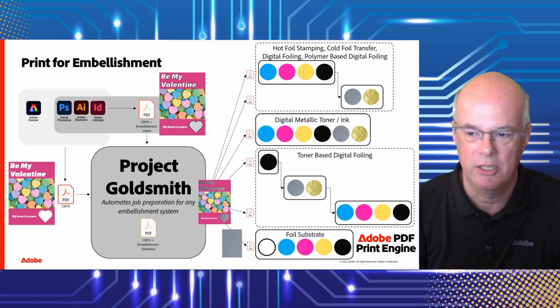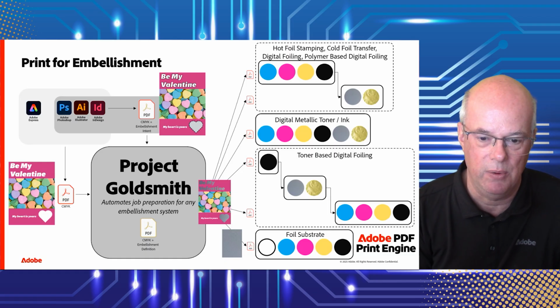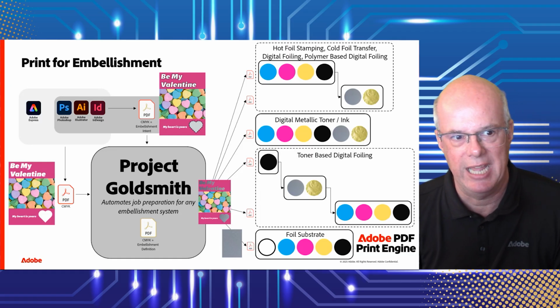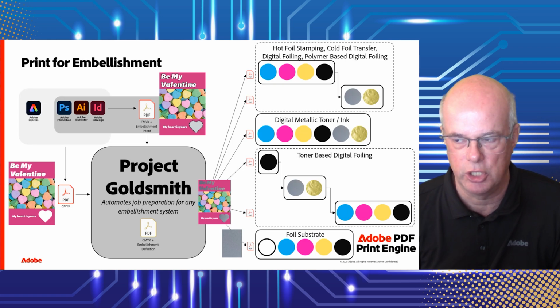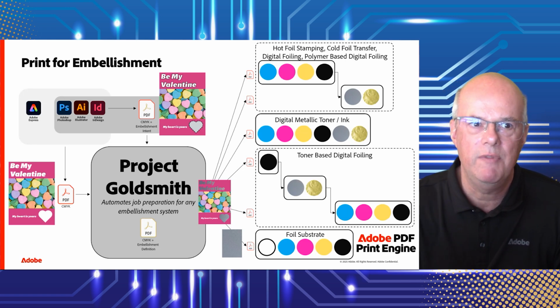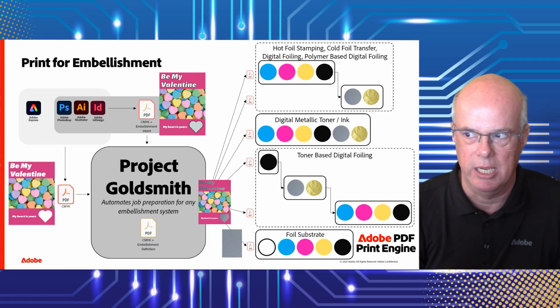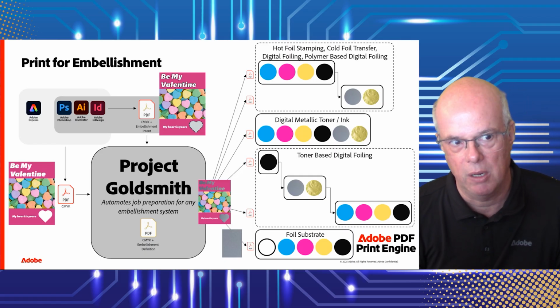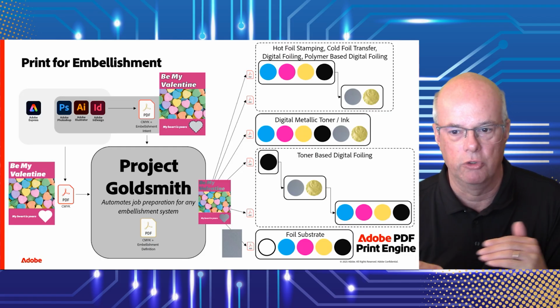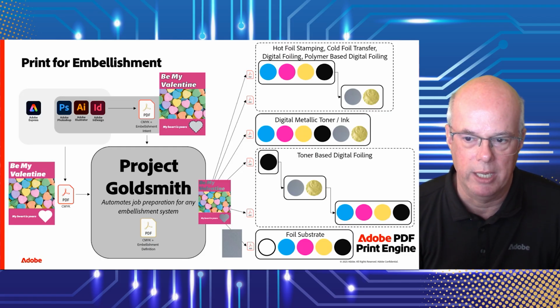We can take some intent if it's been provided, but if it's not there, we can even suggest which areas of the particular file could be embellished. But what's important is that Project Goldsmith understands the different requirements of these different production systems. We've kind of illustrated this on the right-hand side by showing a number of different embellishment technologies. But what's important here is that they have a different way of layering or structuring the content that's required.